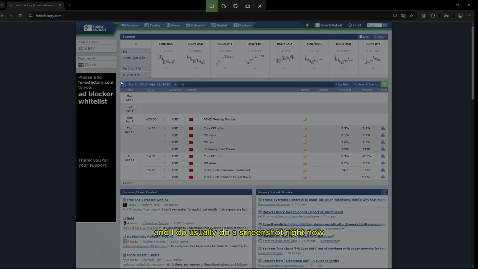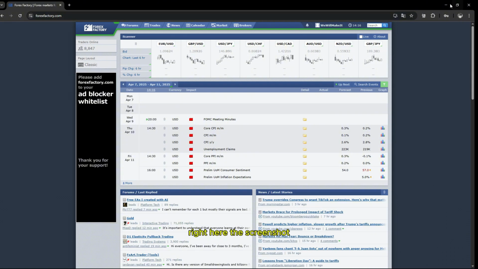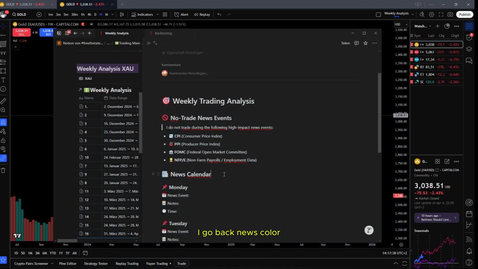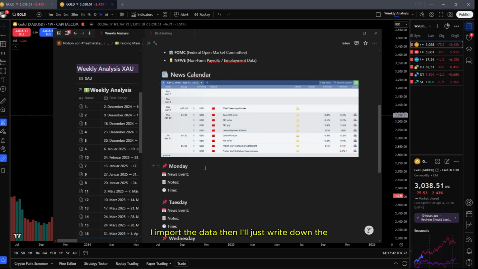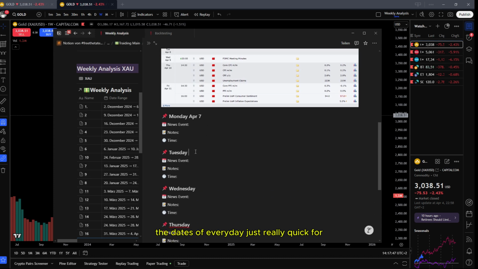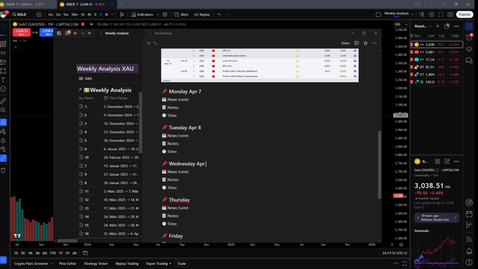Then I do a screenshot right here. I go back to the news calendar and import the data. Then I'll write down the dates of every day, just real quick, so it's more structured.